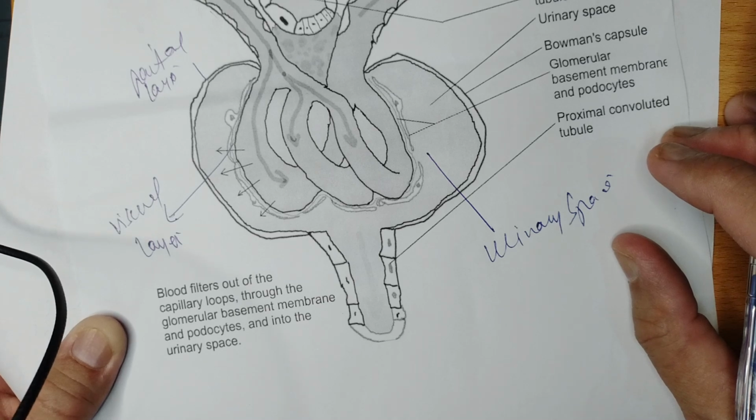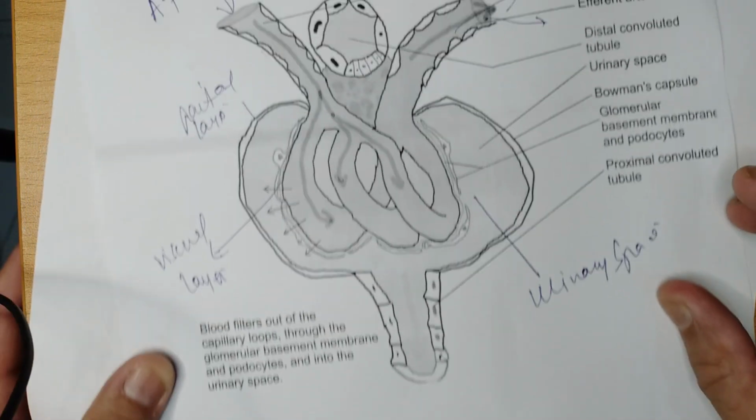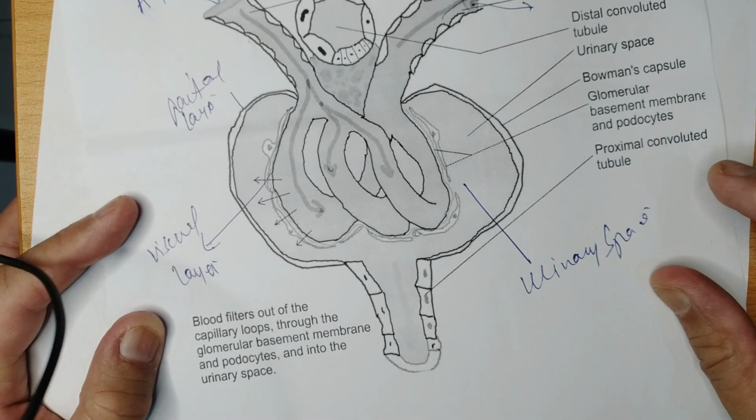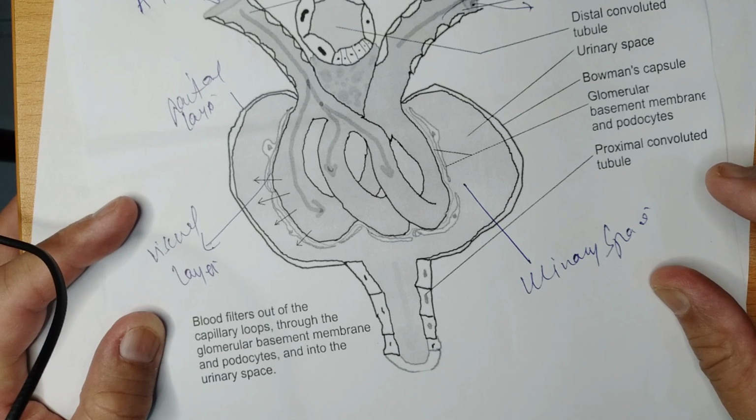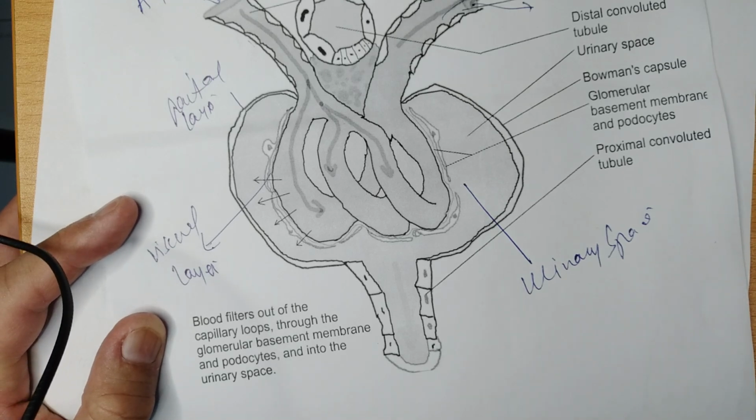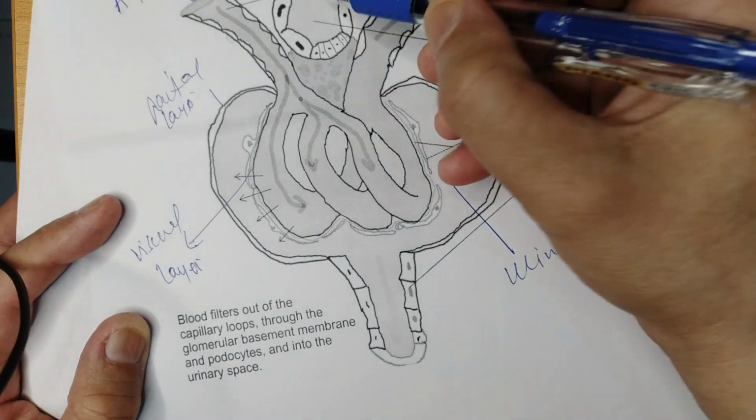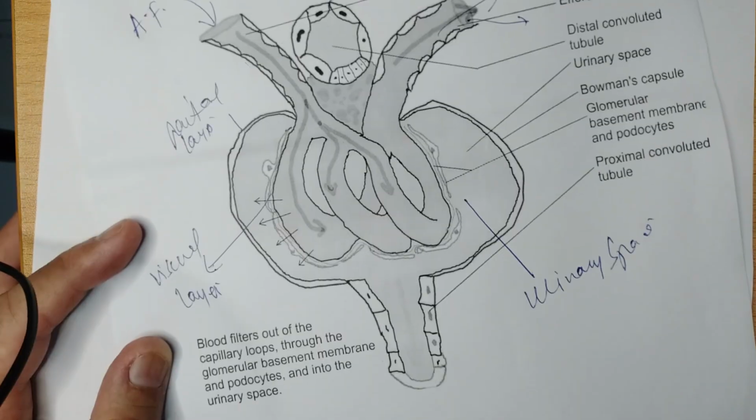Initial filtration of the blood takes place in the glomerulus. So this is the first step in urine formation. The glomerulus is basically a specialized capillary bed where blood enters through the afferent arteriole and, after circulating, exits through the efferent arteriole. The afferent arteriole is in contact with the distal convoluted tubule. We will discuss this later on.